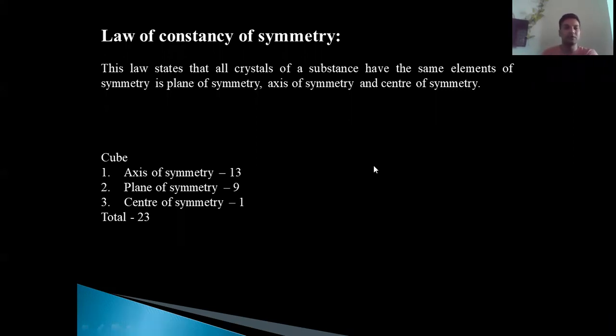Law of consistency of symmetry. This law states that all crystals of a substance have the same elements of symmetry, like plane of symmetry, axis of symmetry, and center of symmetry. So this is to be understood essentially: the law states that for a particular substance, the elements of symmetry are the same. As in the class before, we have studied the geometric and the crystallographic symmetry. In that, we have seen the axis of symmetry, plane of symmetry, and center of symmetry.